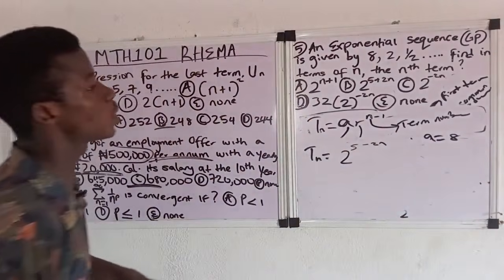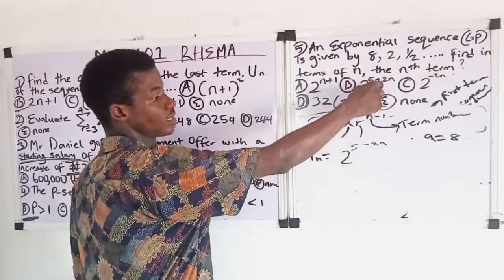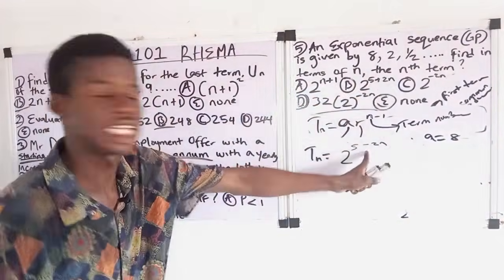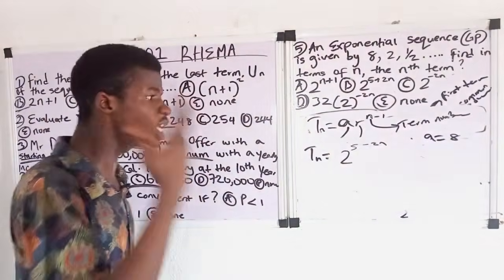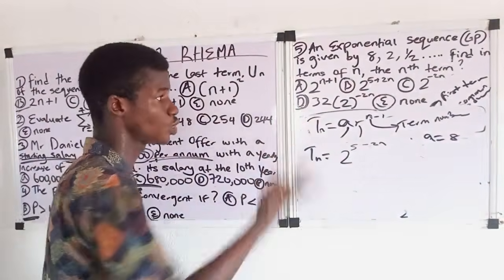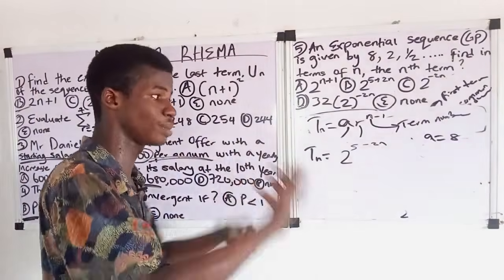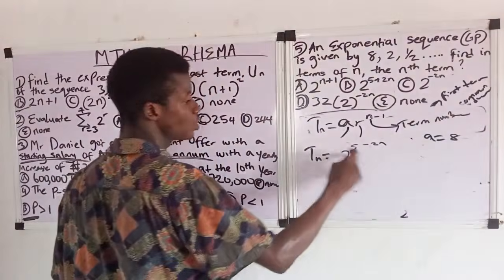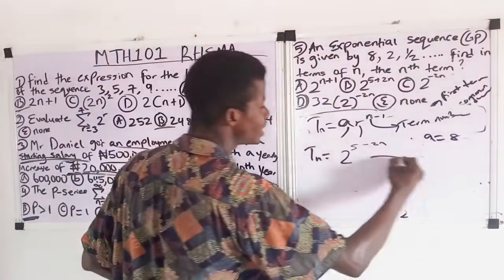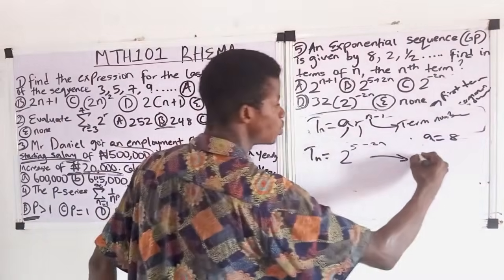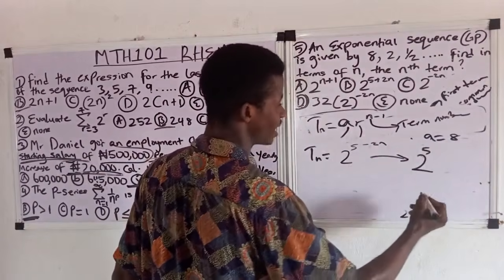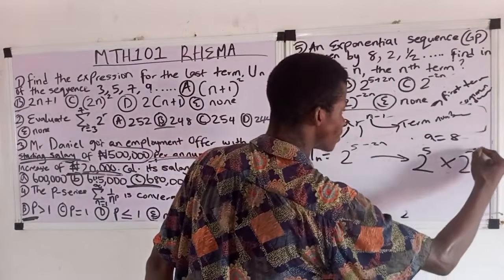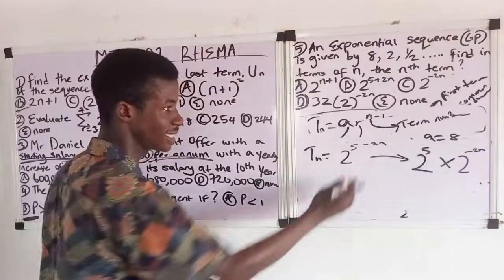Yes. So if you look at all the options, you will not see this answer. The ones you see here have plus, and this one is minus. So if we simplify it further, remember this is 2 raised to power 5 minus 2n, right? This is still the same as 2 raised to power 5 times 2 raised to power minus 2n, right? Yes, it's still the same thing.